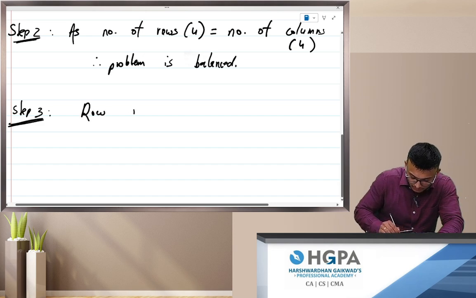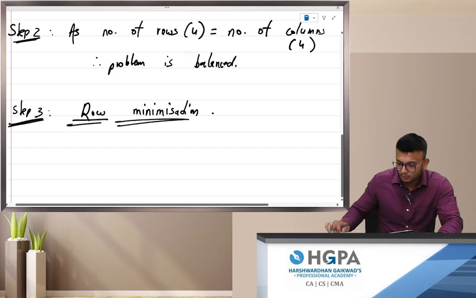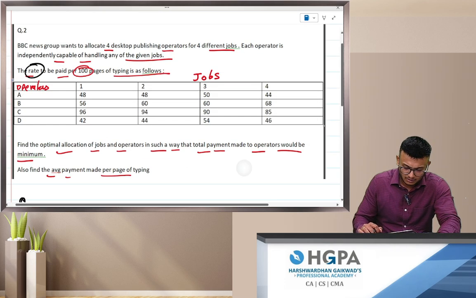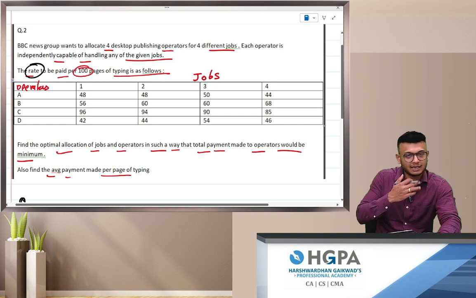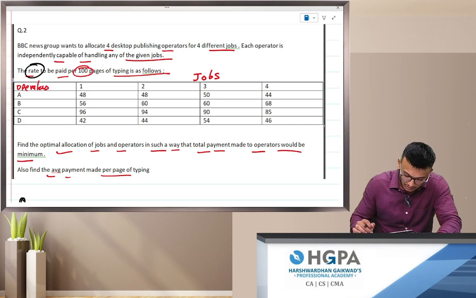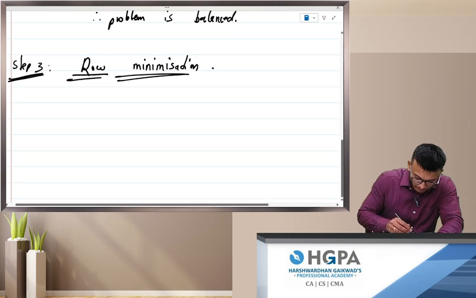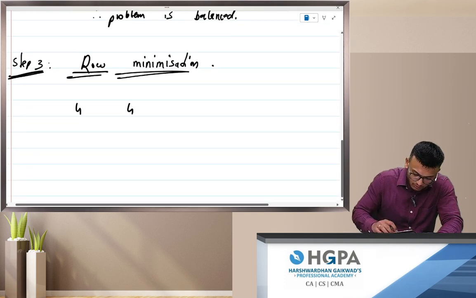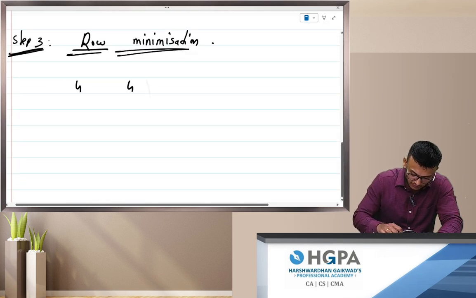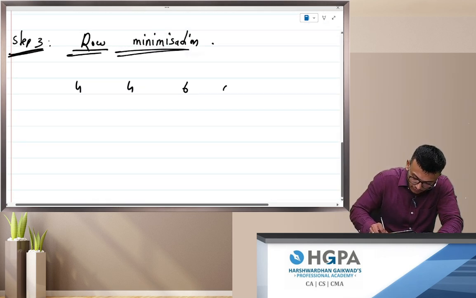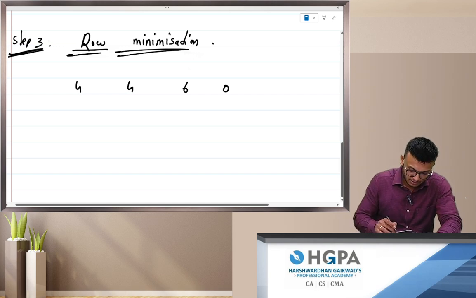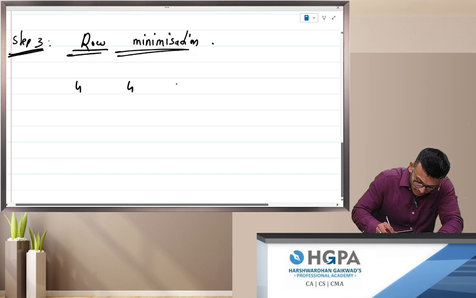Step number 3, row minimization. I hope you know now the meaning of this. Simple. Go to the first row, find out the lowest number and subtract it from all the numbers, including the number itself. Okay. 48, 48, 50 and 44. So I think 44 is the lowest. So what do you do? 48 minus 44. This will be 4. Again, it will be 4. Next, 50 minus 44 is 6. And 44 minus 44 is 0.